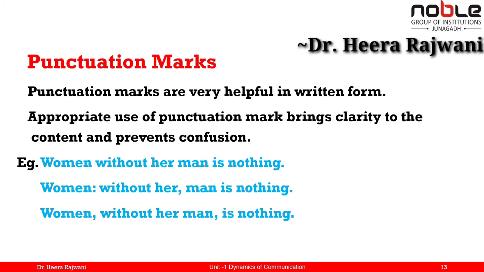Simply, if we see this, the first sentence is a simple statement that "Woman, without her man, is nothing." This is a statement said by someone. Now in the second sentence, the statement is said by a woman: "Woman says, without her, man is nothing." Means as a woman, she says, without her, man is nothing.